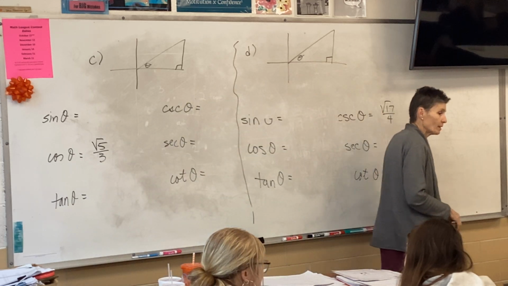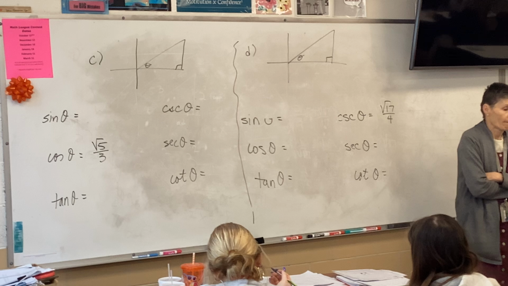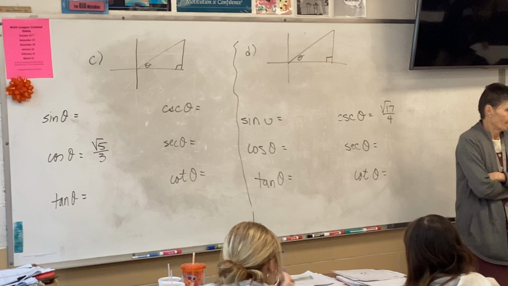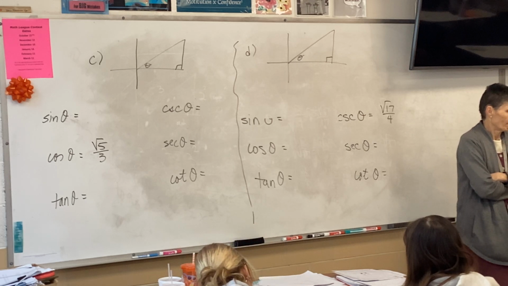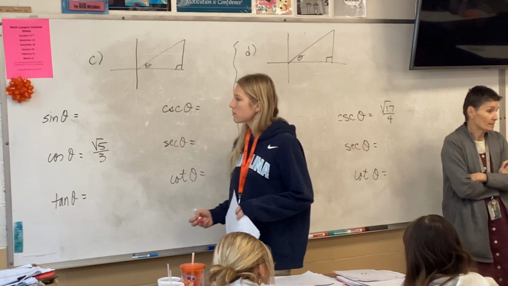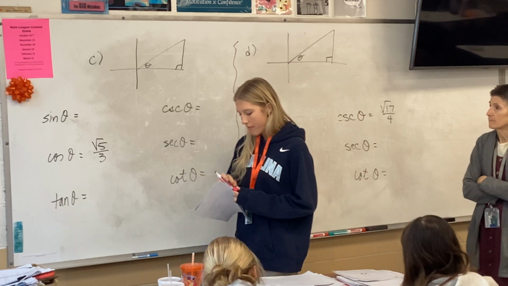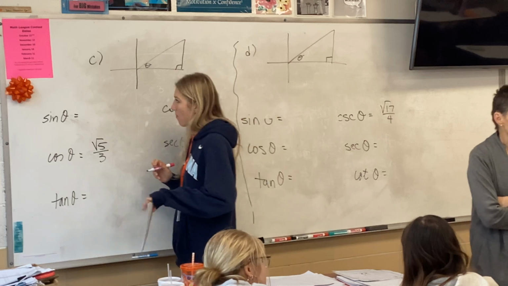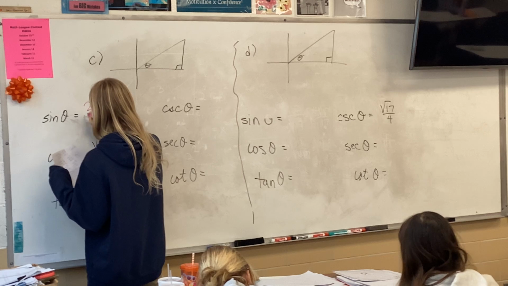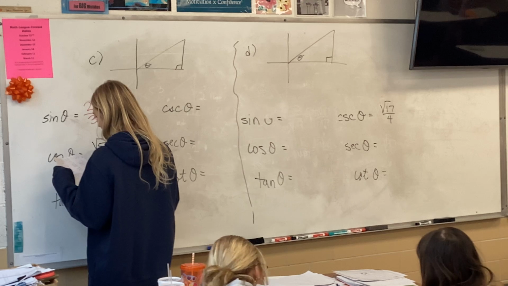When you think you got answers, bring them on up. We'll put C over there, D here. Remember, boys and girls, when you square the square root of 5, you just get 5. Square root of 5 squared is 5. I use the calculator for that one.